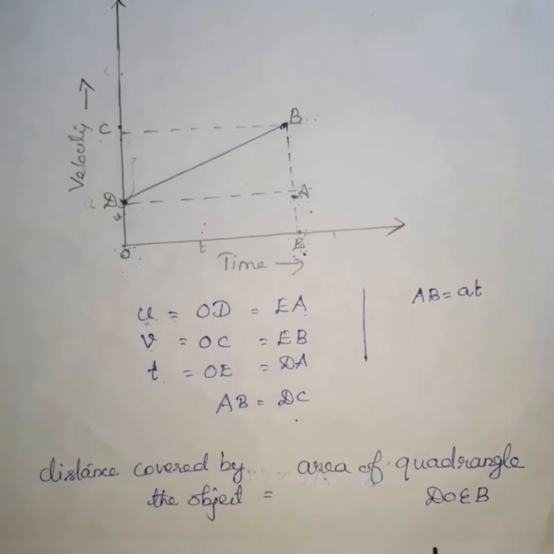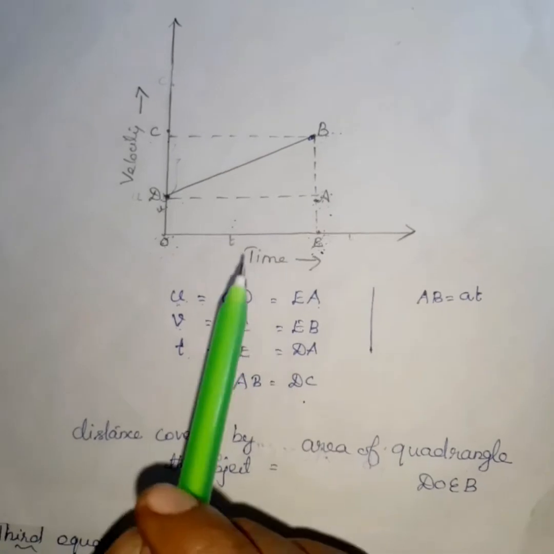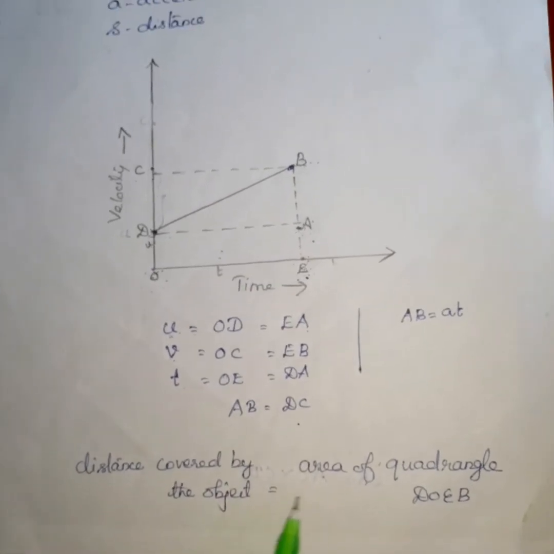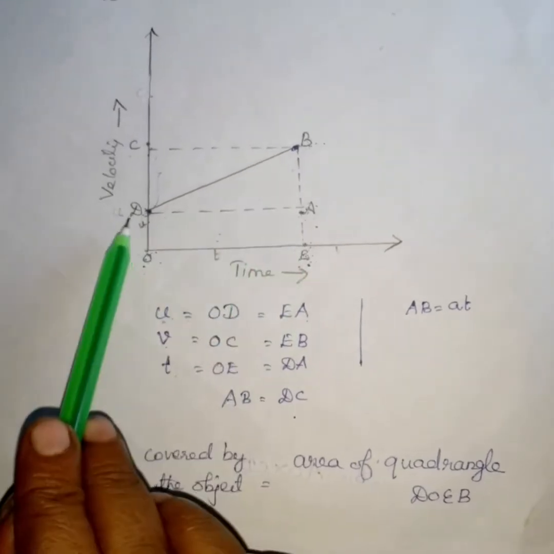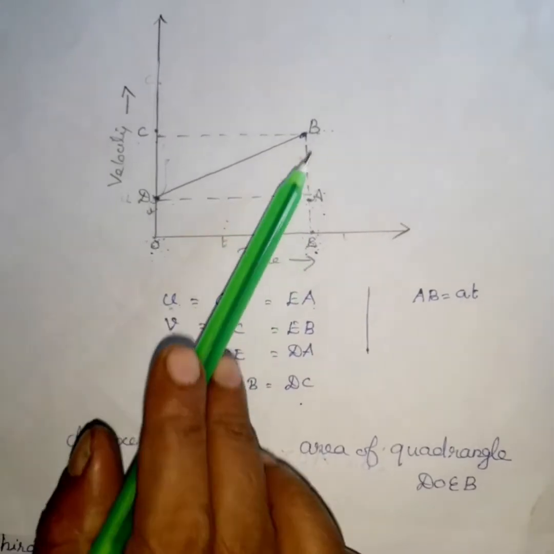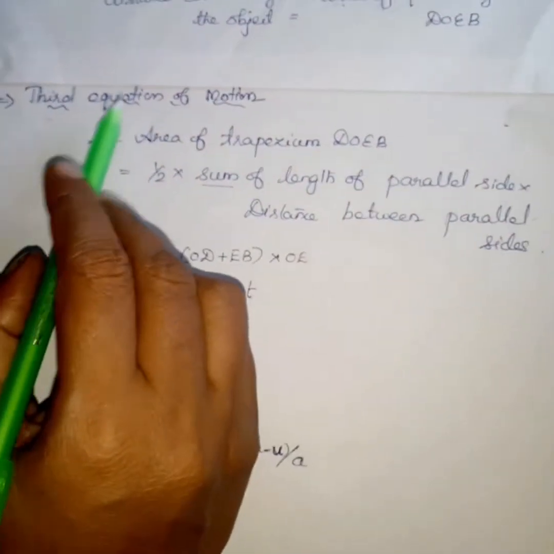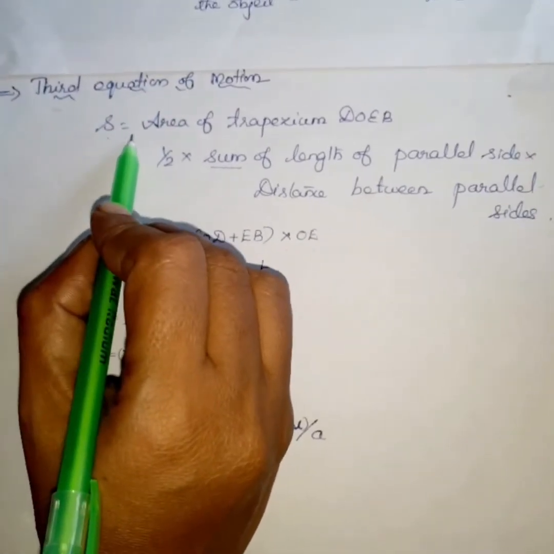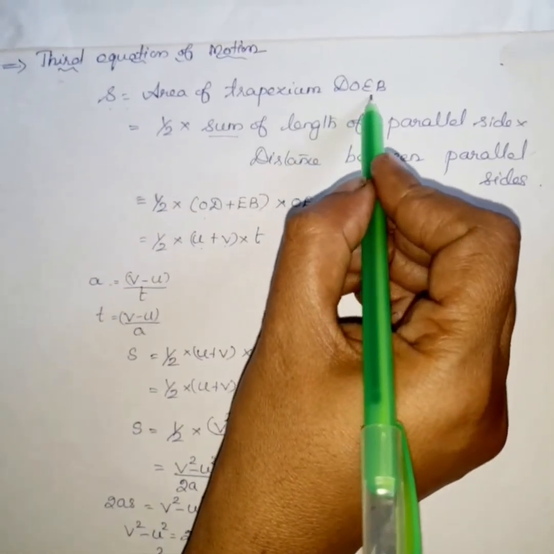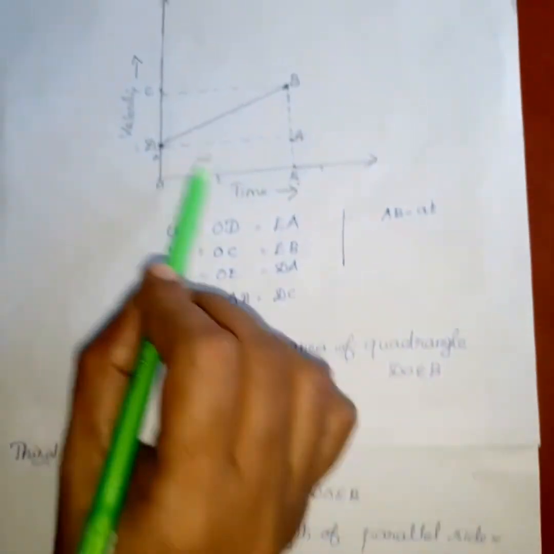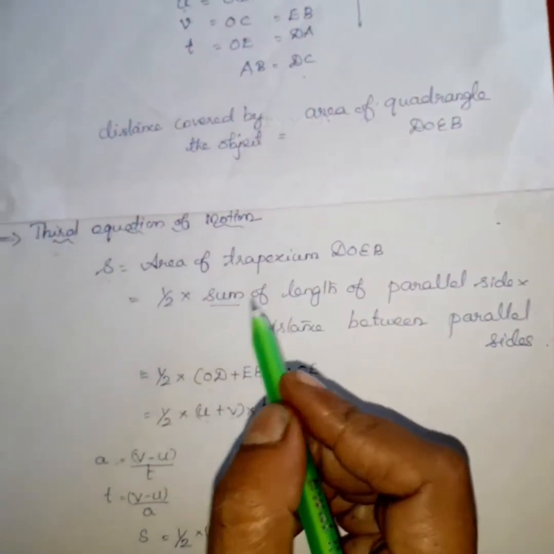Now you find out the area of the quadrangle. Listen, the distance covered by the object is equal to the area of the quadrangle DOEB. So for the third equation of motion, s is the distance covered by the object, equal to the area of trapezium DOEB. So what's the formula for the area of a trapezium?